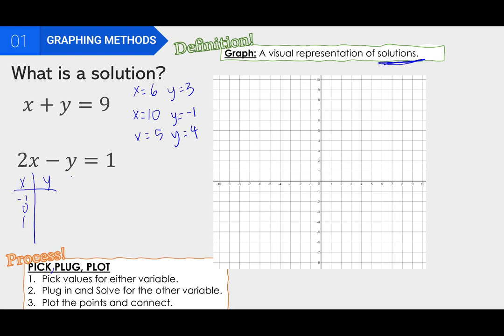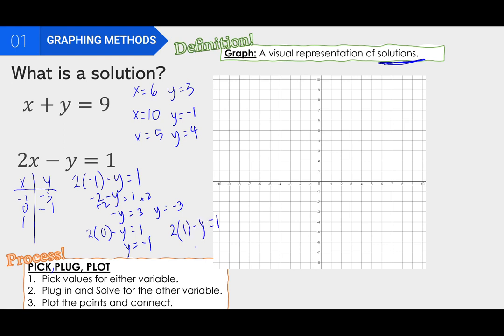Let's plug those in. So 2 times -1, that's -2. Go ahead and add that to the other side. Plus 2, get 3. So that's going to be y equals -3. That's going to be on my graph. -1, -3. All right, let's plug in 0, my favorite number to plug in. Get -y equals 1, so y equals -1. And then my next one, 2 times 1 minus y equals 1. Plug that in, subtract 2. So I'm going to get y equals 1. Alright, so my points are -1, -3, boom, 0, -1, and 1, 1.